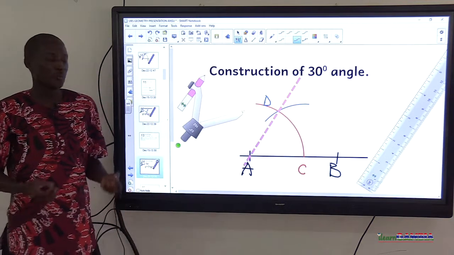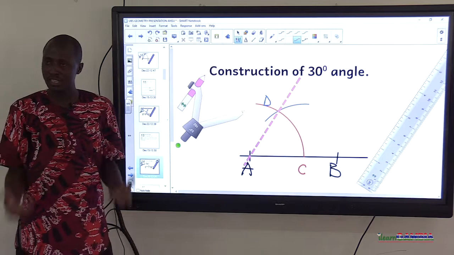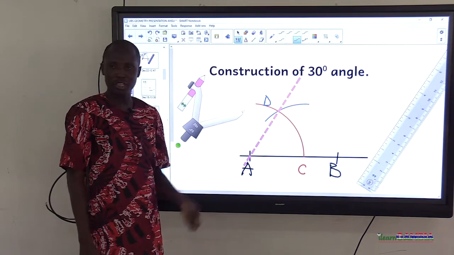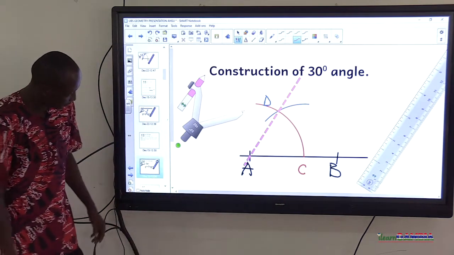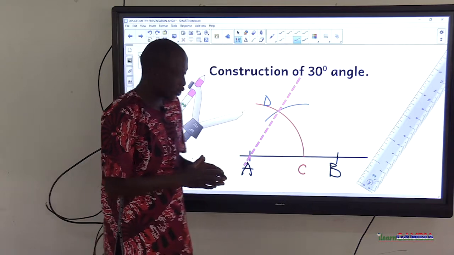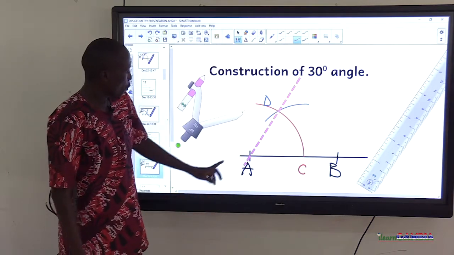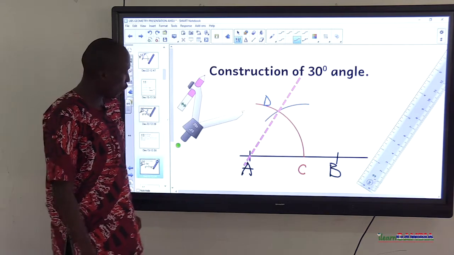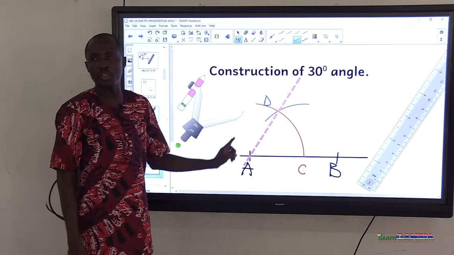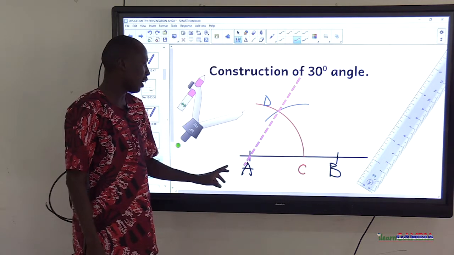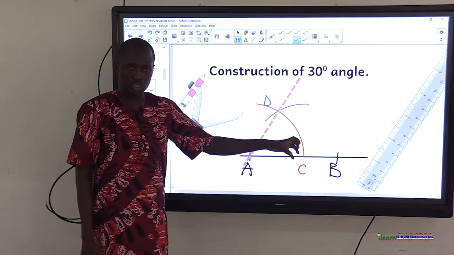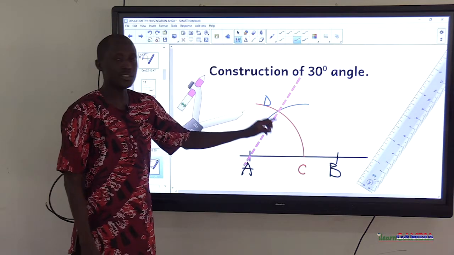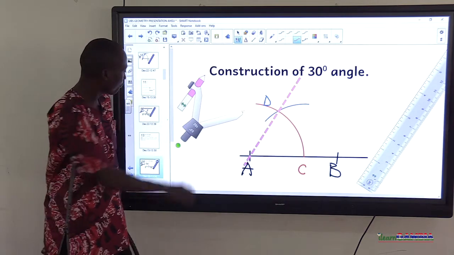We want to get an angle of 30 degrees. Obviously, we are going to bisect 60 to get 30. So we go on. Now, we can do it in two ways. First, we use C and D as our centers to do the bisection, or we mark other points on the two lines, that is AD and AC, to do the bisection. But first I'm going to use C and D as my centers.